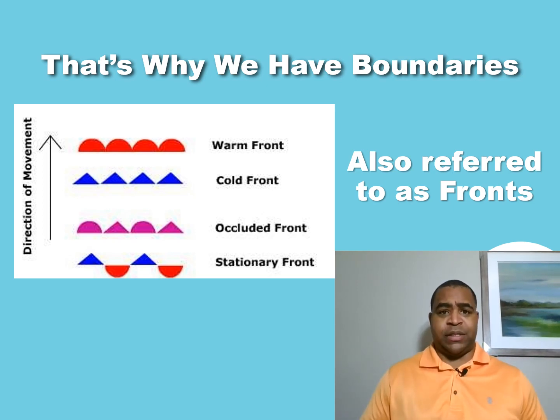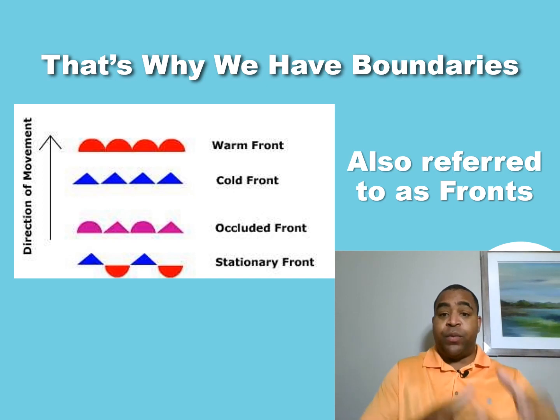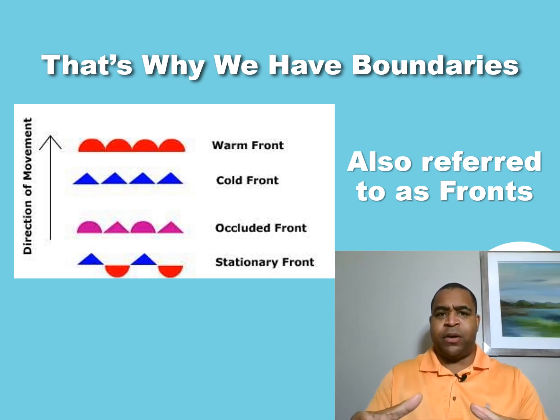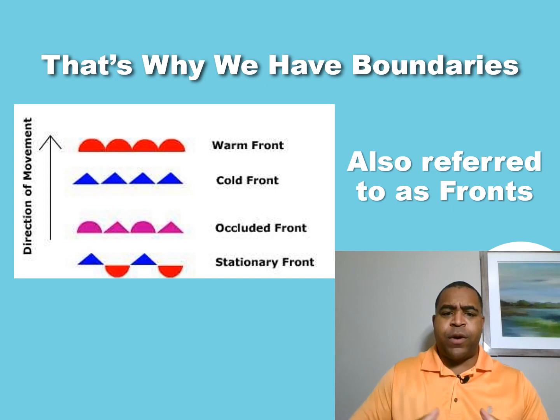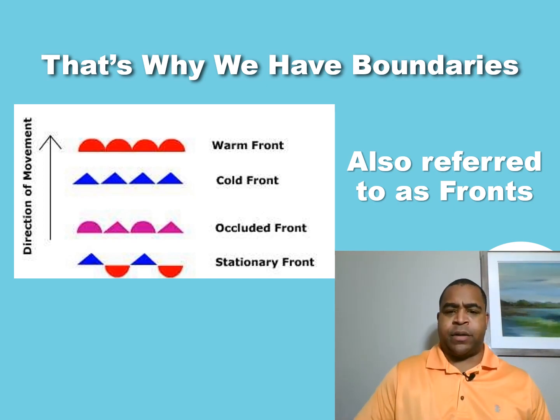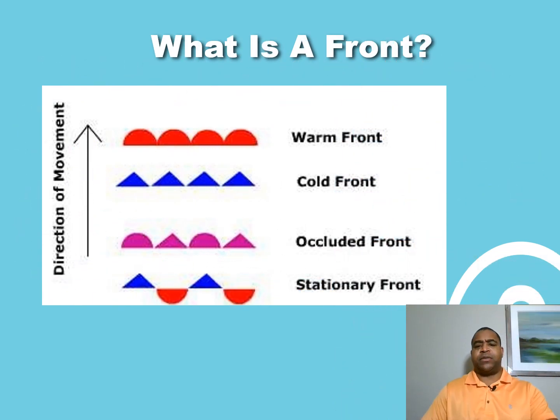So we have boundaries in the atmosphere, and we refer to those boundaries as fronts. Now, on your screen, you may see something familiar that I use on the TV. So we have warm fronts, we have cold fronts, we have occluded fronts, and then we have stationary fronts. And actually, I'll make this bigger so that you can see it right there on your screen.